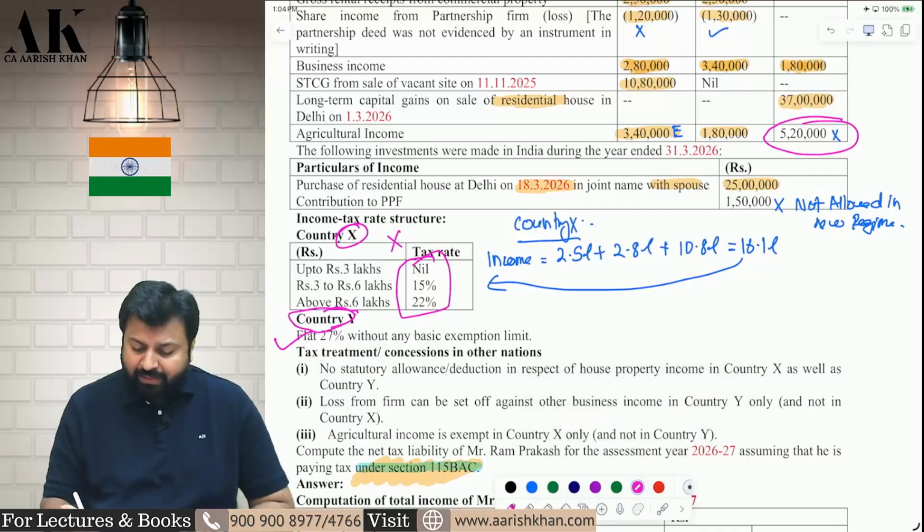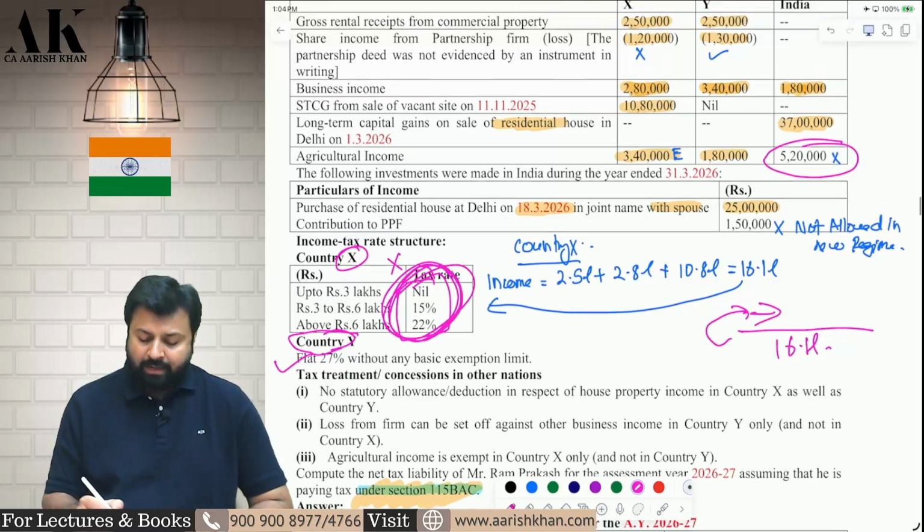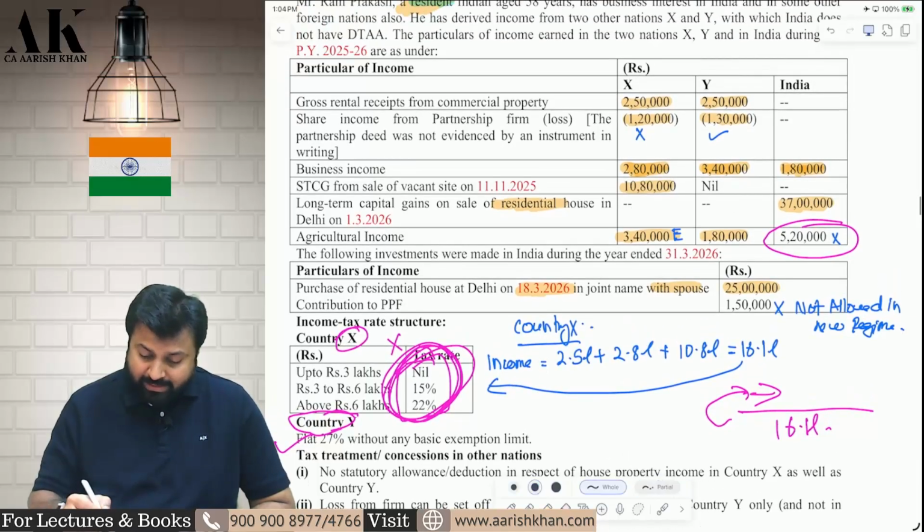For country X we need to find out the average rate by taking country X total income in the denominator and then computing tax as per the slab rates and taking that tax in the numerator. So what is country X total income? Let's try to understand what is country X total income. Pay attention please.